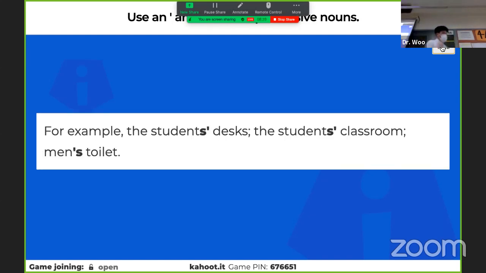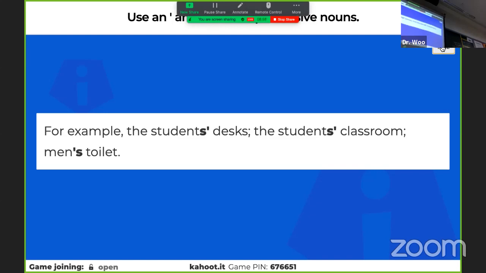Okay, ready? Repeat after me. The students' desks. The students' desks. One more time. The students' desks. That means many students own many desks. Okay? Ready? Repeat after me. The students' classroom. That means many students own one classroom. Okay? Finally, repeat after me.